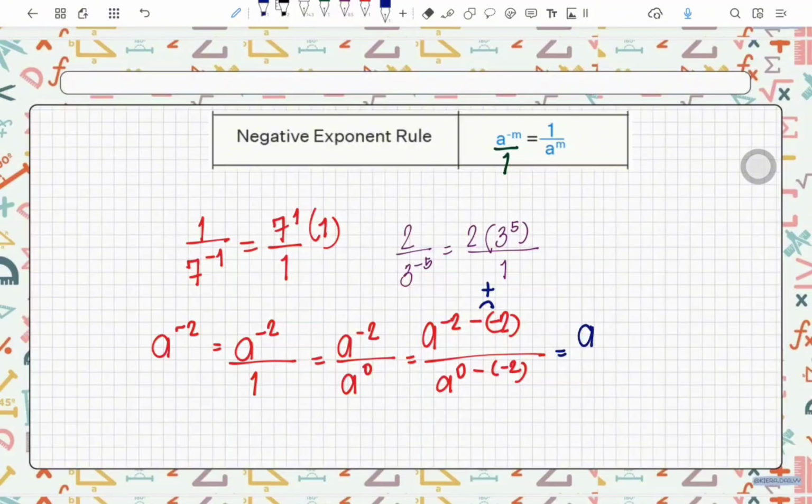Negative 2 plus 2 over a. Negative and negative will become positive. So 0 plus 2. So we have a to the power of 0 because negative 2 plus 2 is equal to 0. And a to the 0 plus 2 equals a to the power of 2. And a to the power 0 is equal to 1. And then a to the power 2. I hope you understand the concept behind the negative exponent rule.